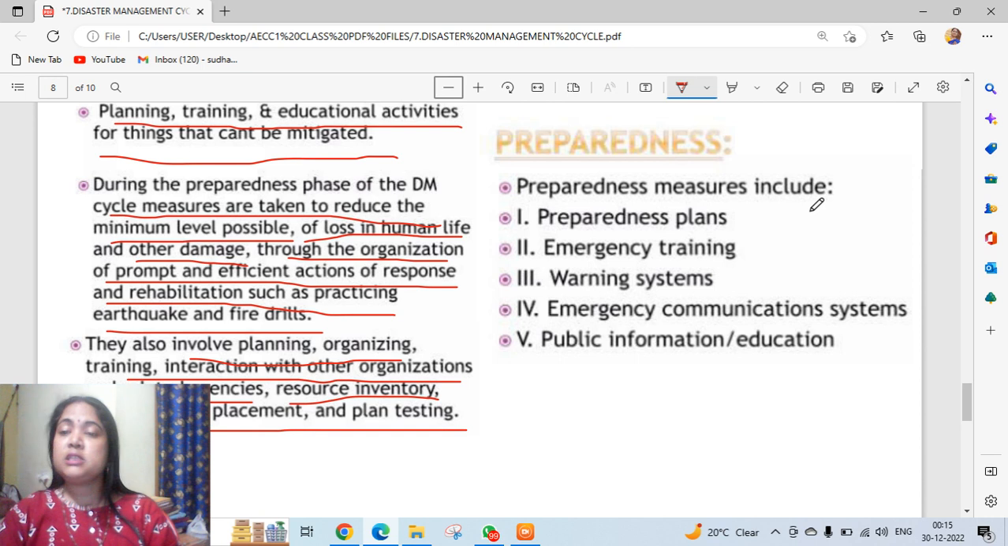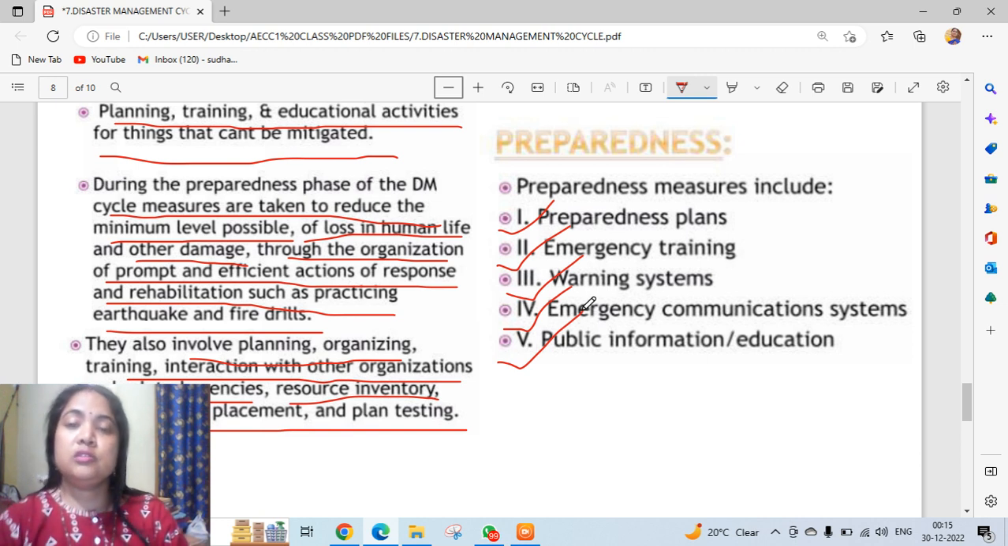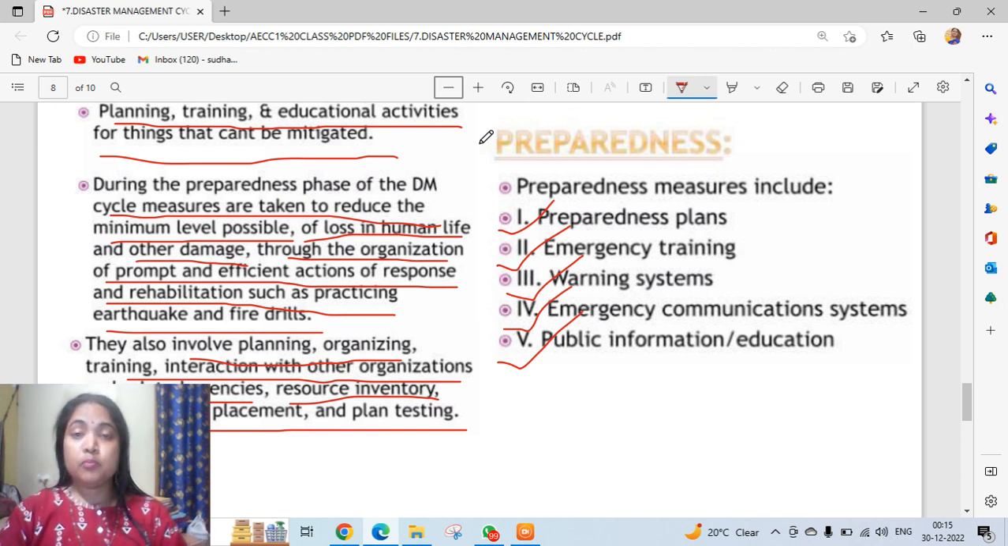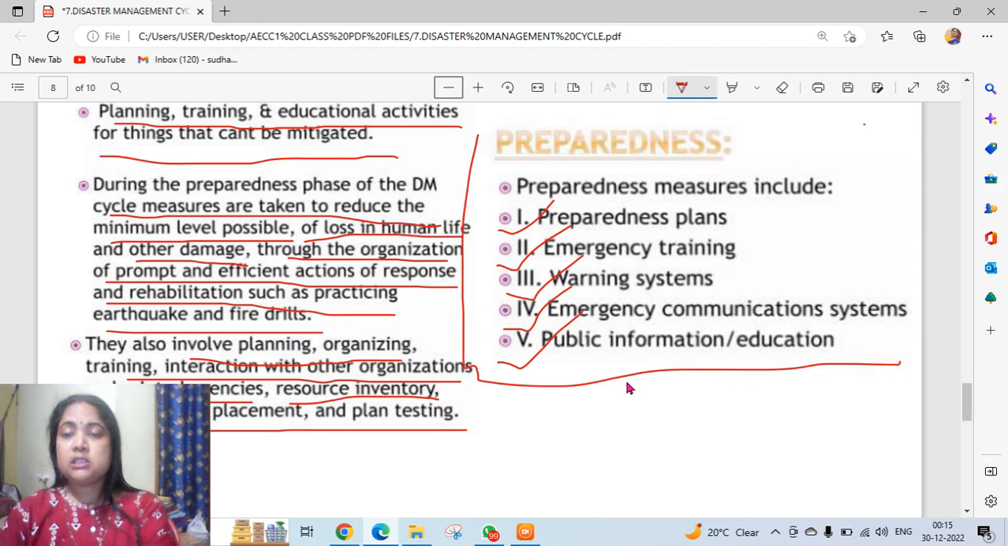Okay, so preparedness measures basically include a preparedness plan, emergency training, warning system, emergency communication system, then public information or education. These are very important, a schematic representation regarding your preparedness.